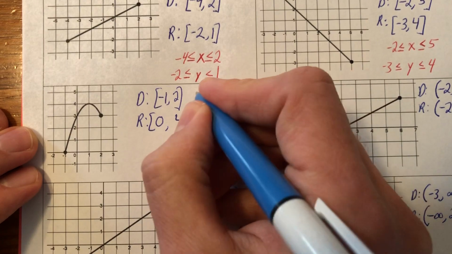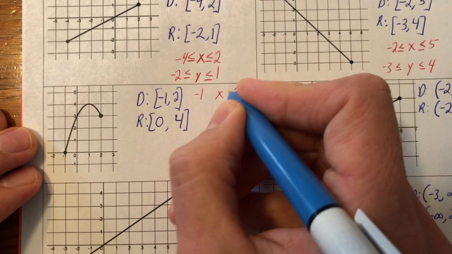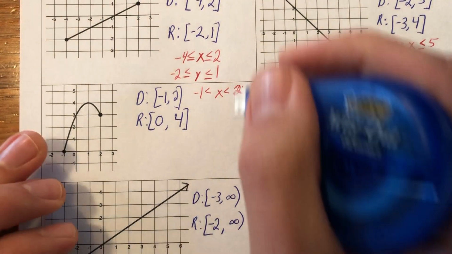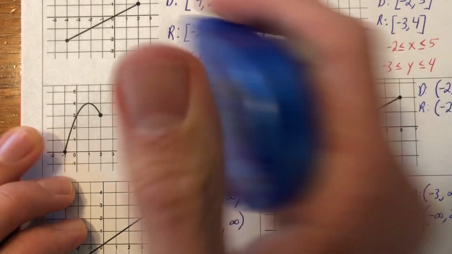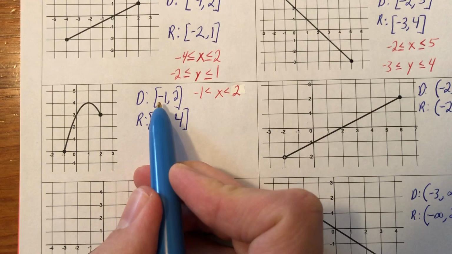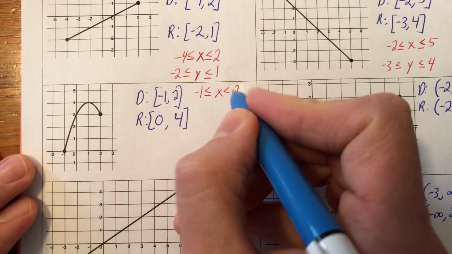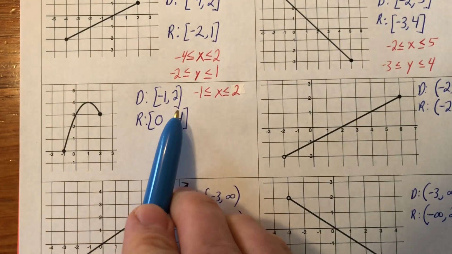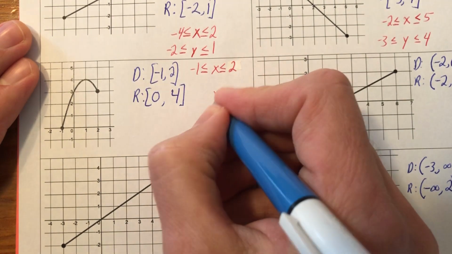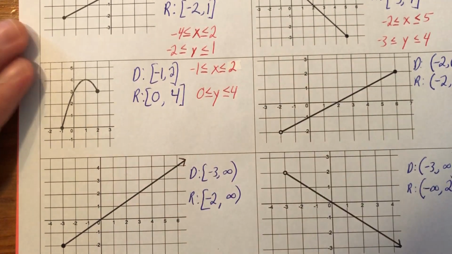So x is between -1 and 4. Oh, sorry, 2. Change that to a 2. Clicking in the wrong place. That's bugging me. That is an ugly 2. I'm going to fix it. There we go. We do include -1, so it's equal. We do include 2, so it's equal. And I say we do include it because it's a bracket, and that's the first thing we wrote in the notes, right? Okay, the y values are between 0 and 4, less than, equal, equal.